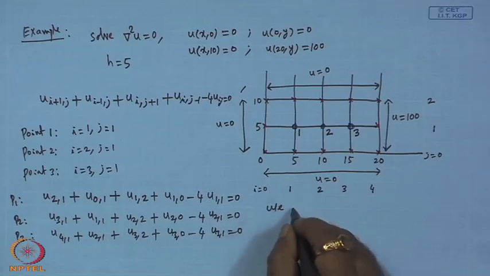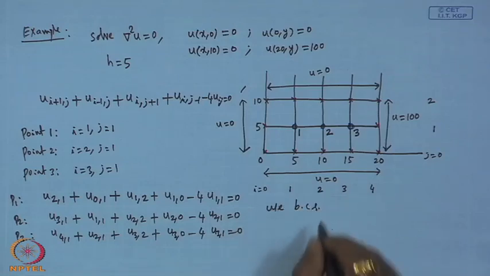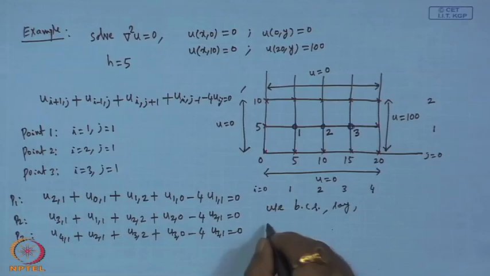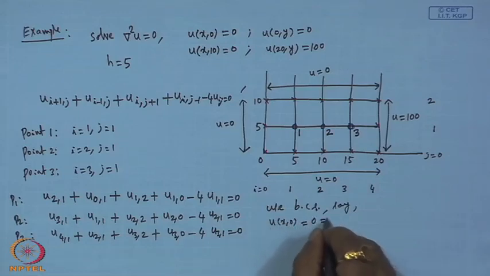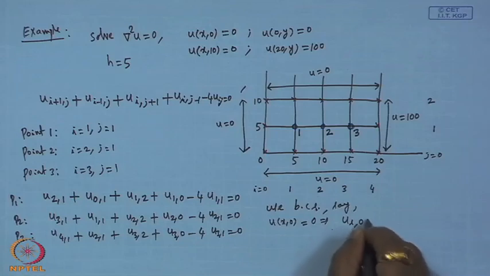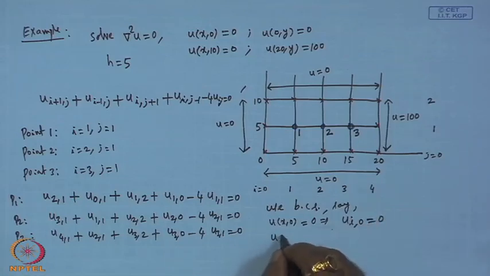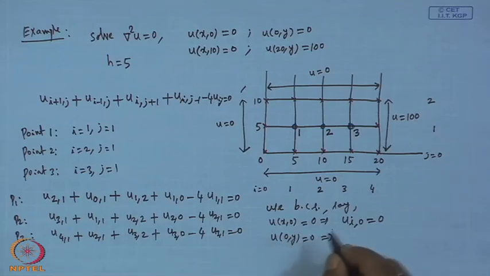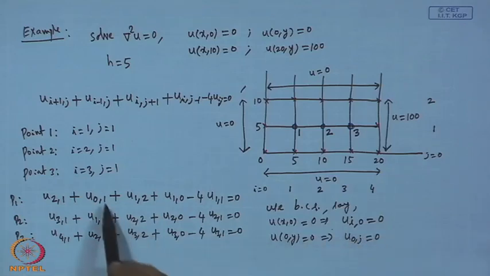Use boundary conditions, say u of x 0 equals 0 implies u I 0 equals 0. So, for example, I will show you u of 0 y equals 0 implies u 0 j equals 0. Okay. So, when we substitute, what are the unknowns?